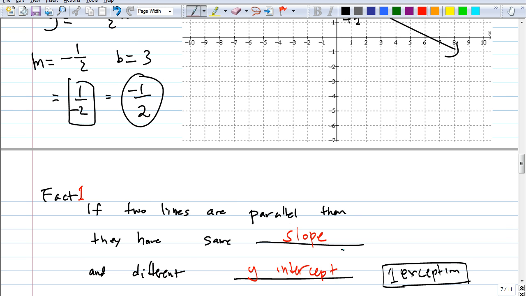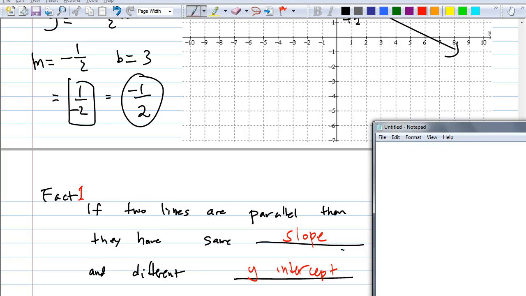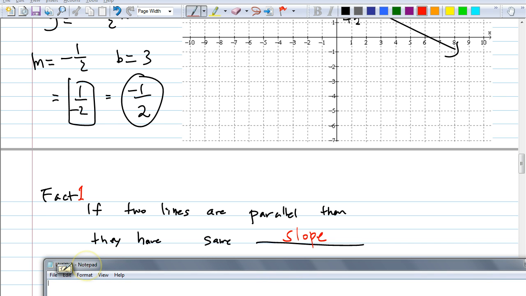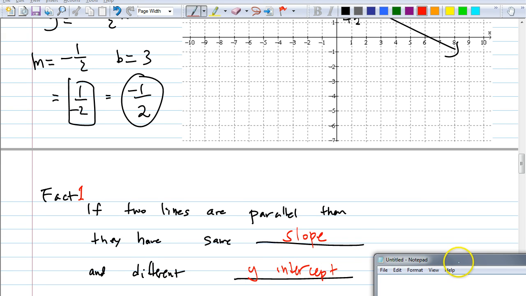Does anybody know why, first of all? Oh, Gemma, do you have a question? Oh, okay. Why do you think, why can't we just say if two lines are parallel, it kind of makes sense, right? They have to have the same slope, meaning they have to have the same steepness, right? If they don't have the same steepness, they're going to intersect at one point. So it makes sense that they have to have the same slope. But why do they have to have a different y-intercept? Anybody know why?